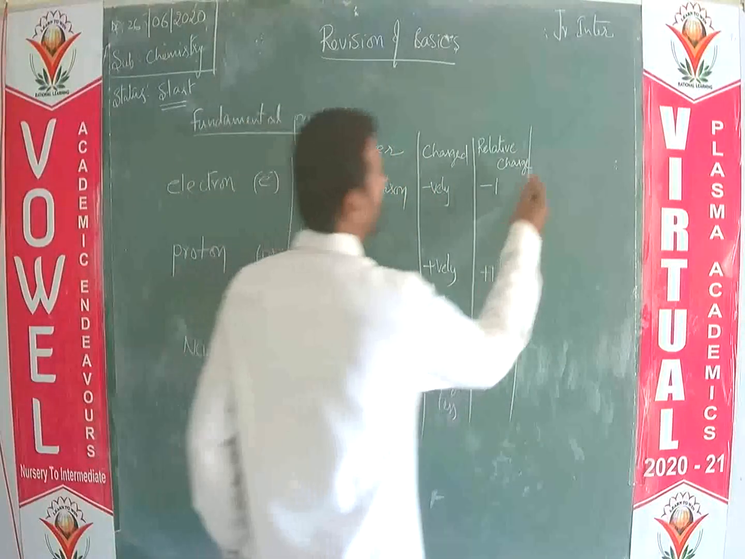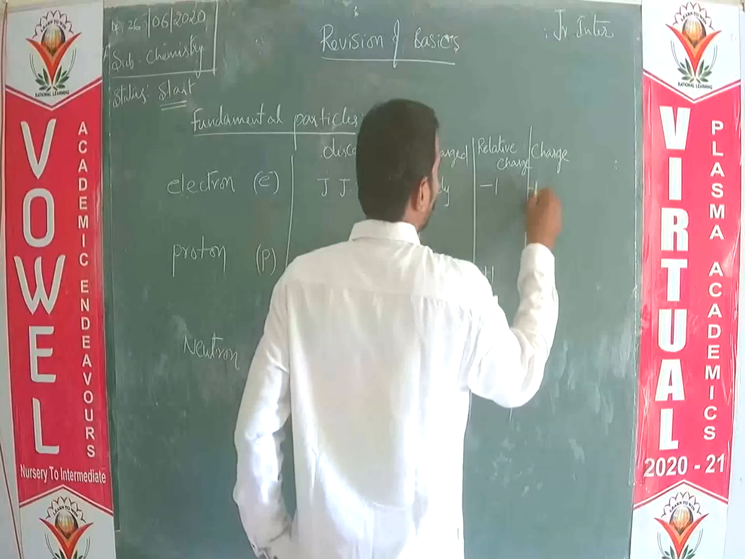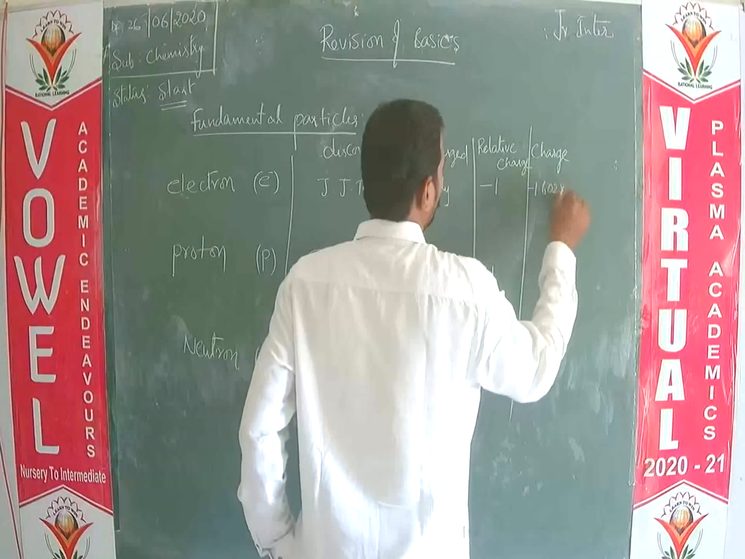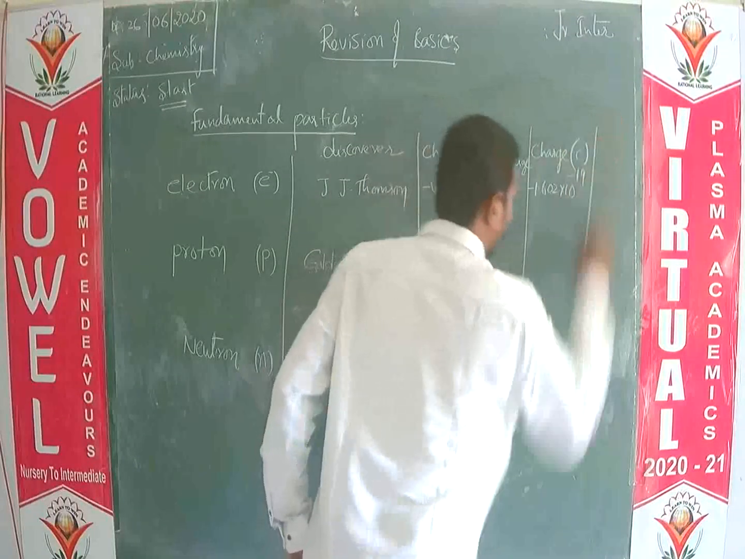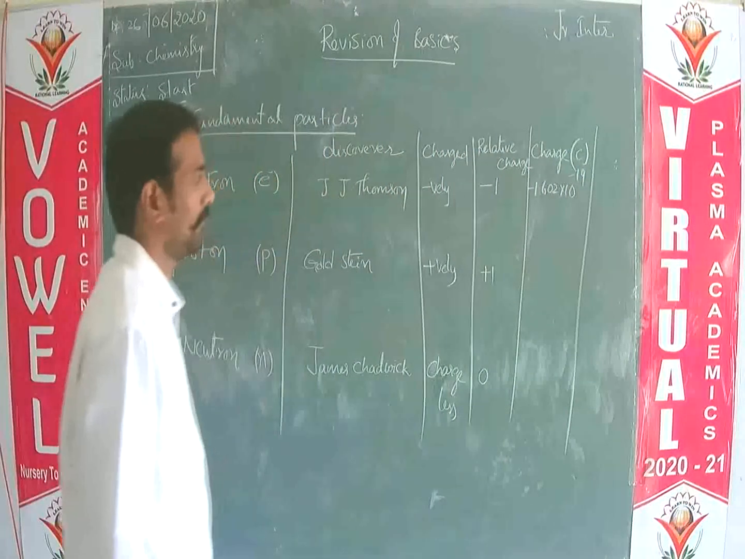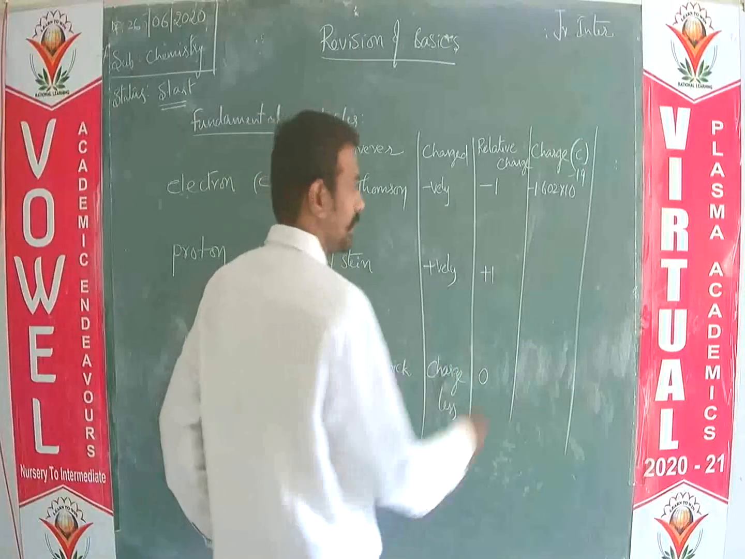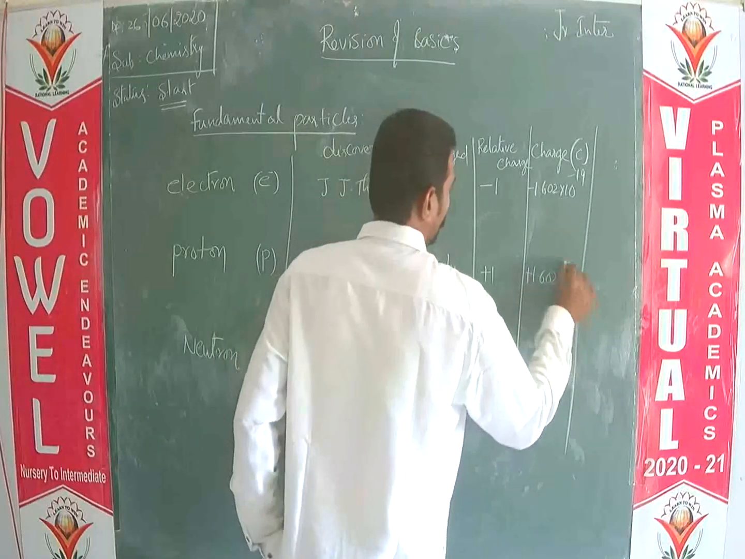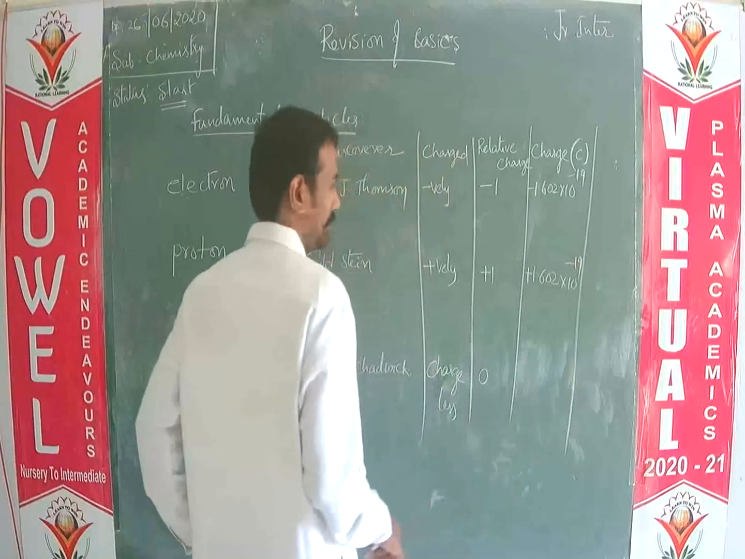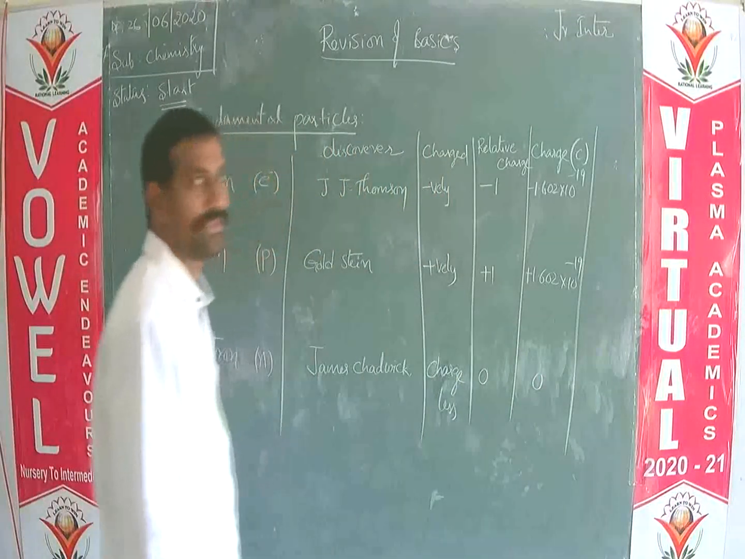However, the charge value of this electron is -1.602 into 10 to the power -19. Charge is taken in terms of coulombs. The charge of proton is +1.602 into 10 to the power -19, whereas neutron has neutral charge and it is 0.